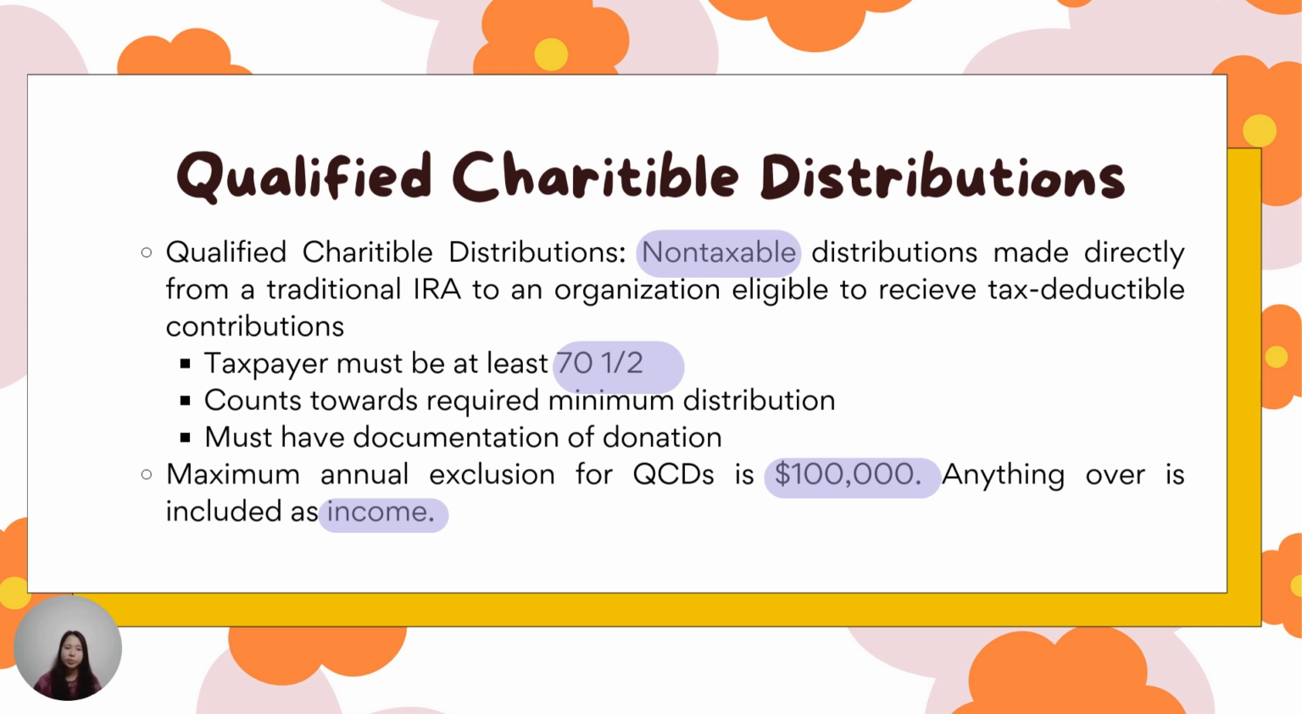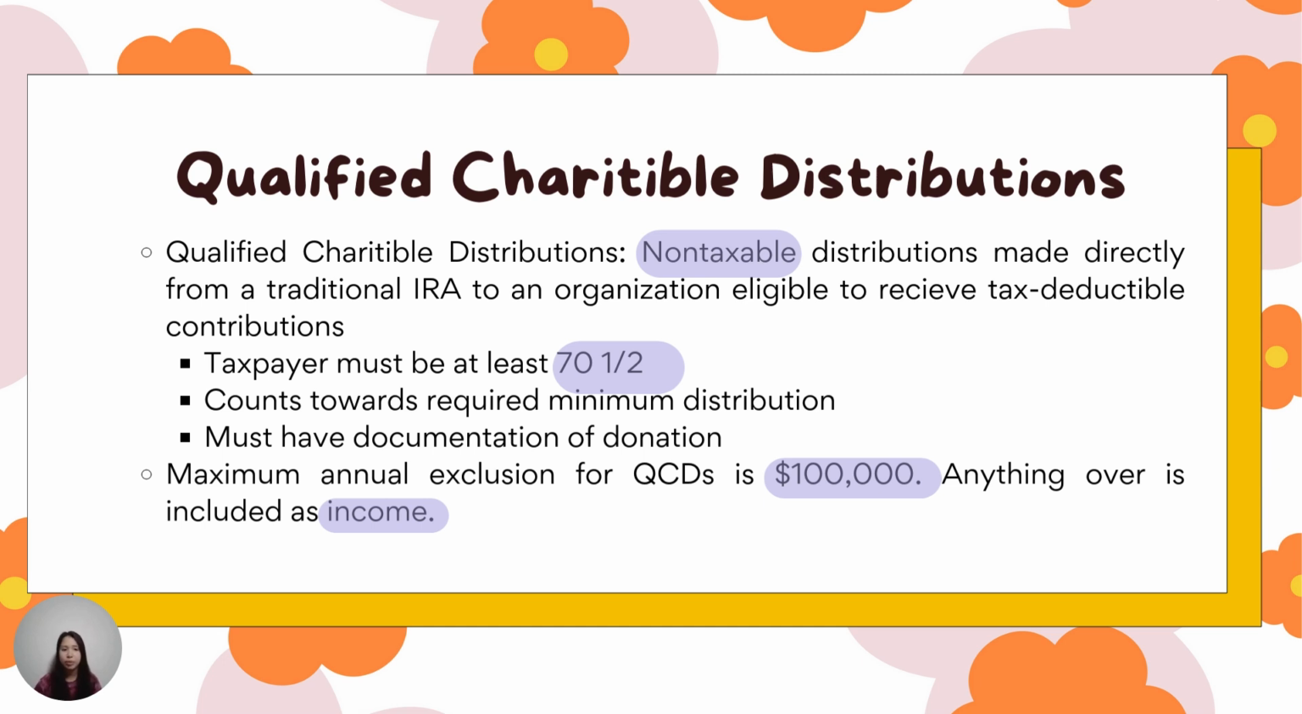Another concept we're going to be going over with IRAs are qualified charitable distributions. And these are non-taxable distributions made directly from a traditional IRA to an organization eligible to receive tax-deductible contributions. To do this, a taxpayer must be at least 70 and a half, and this would then count towards the required minimum distribution that most taxpayers will have to take when they have an IRA.